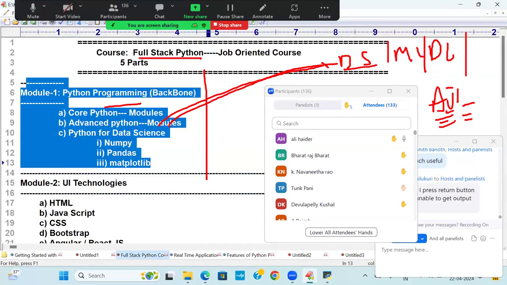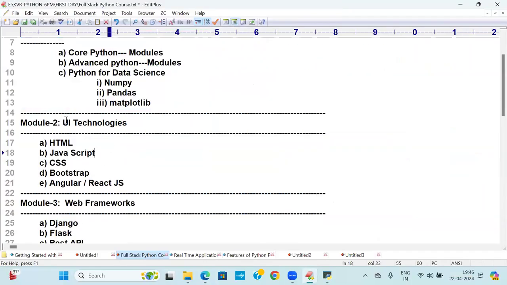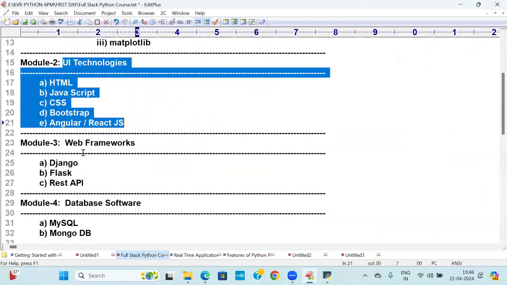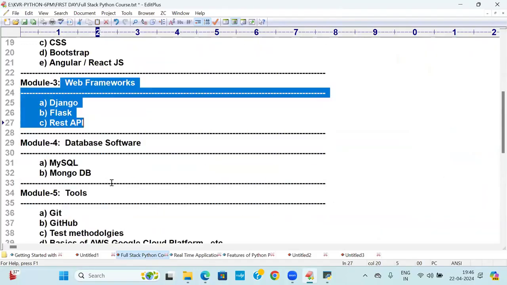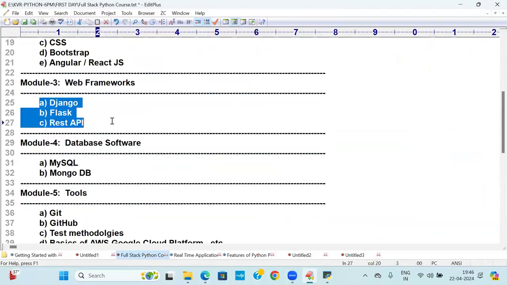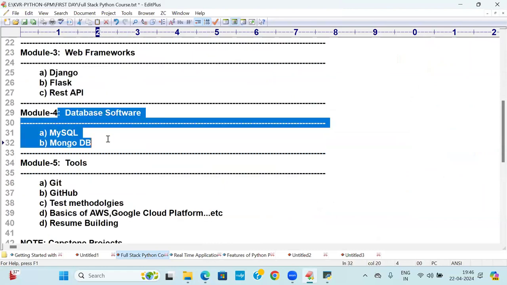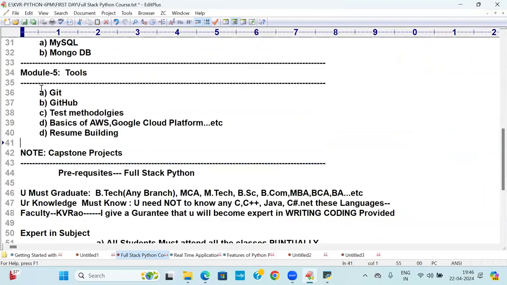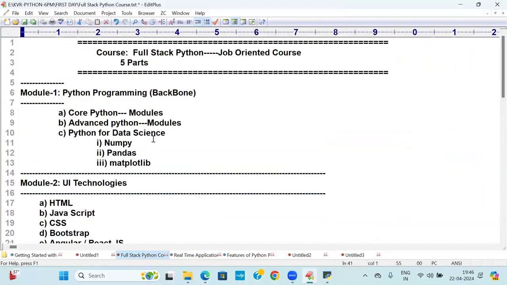Full stack Python indicates the other modules are also required. As far as web development is concerned, UI is required. For the web framework, Django is required, which is not necessary in data science. But data science requires a database also, so module number 4 is required. Module number 5 is the general awareness. Every student must get these fundamentals. So I hope Ali, you understand.